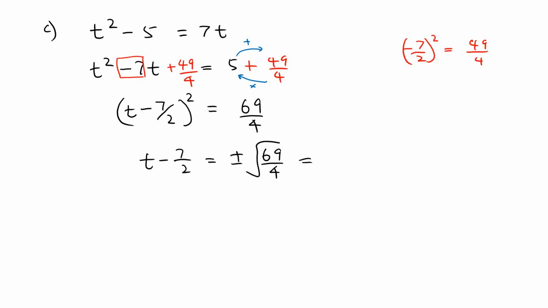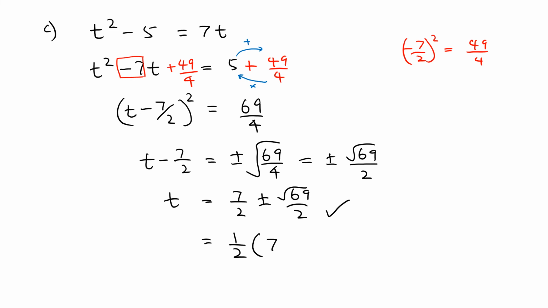The only thing that we can do is write square root of 69 divided by 2, because you can take the square root of the bottom one. Now we can add 7/2 to both sides. So we know that t equals 7/2, we move it to the other side, plus or minus square root of 69 over 2. This is perfectly fine. You can also take 1/2 out and write this one as 7 plus or minus square root of 69, all over 2, because you might see this as the answer, because 1/2 is common, you can pull it out. So that's how you simplify a problem like that.